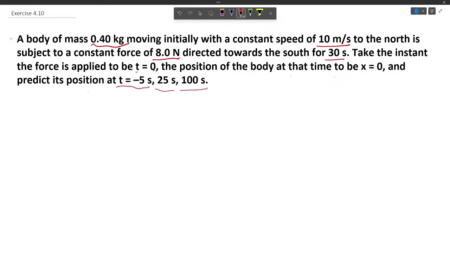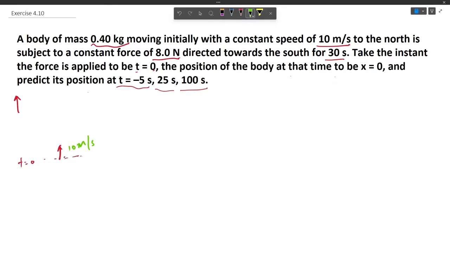So this question is about one-dimensional motion. Let us assume that the upward direction is north in this case. Now let us assume that at t equals 0, the body is here, progressing forward with an initial velocity of constant speed of 10 meters per second. So initially it is traveling at 10 meters per second.